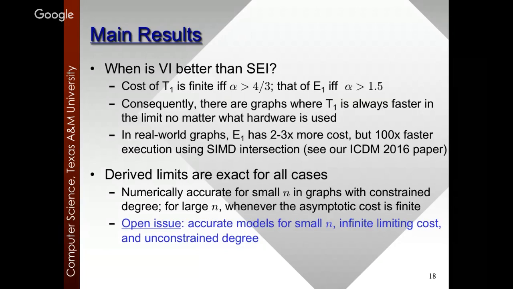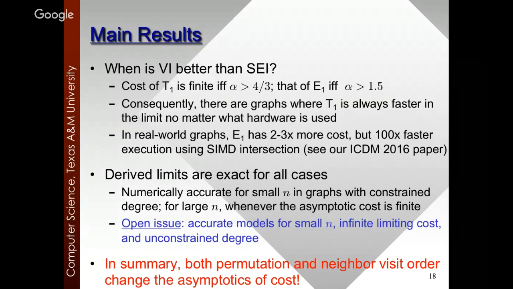Open issues still stand that when n is small and when the limit cost is infinite and when the degree distribution is unconstrained, the model is still not accurate. So in summary, the takeaway point is that both a permutation and a neighbor ordering change the asymptotics of the big O notation, which is a huge improvement on modeling the CPU cost of the triangle listing problem.